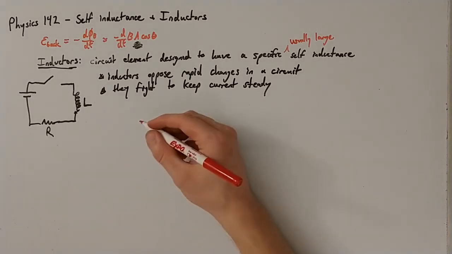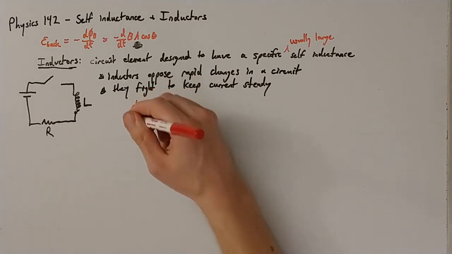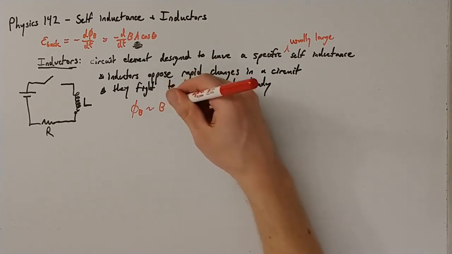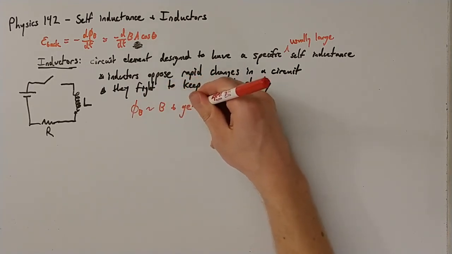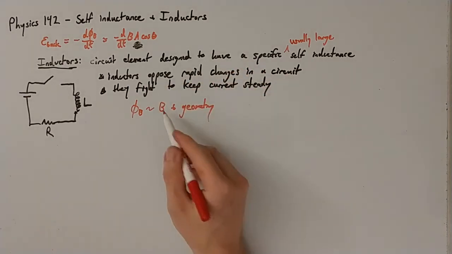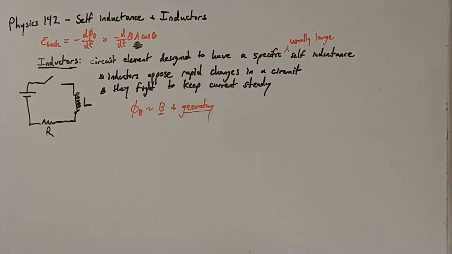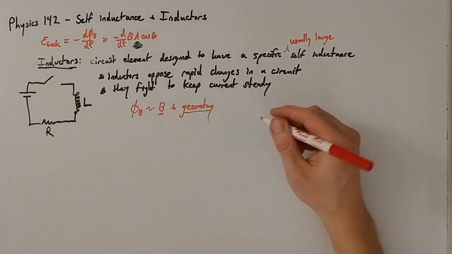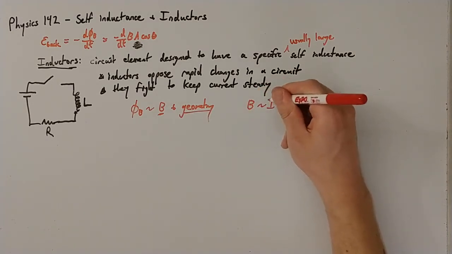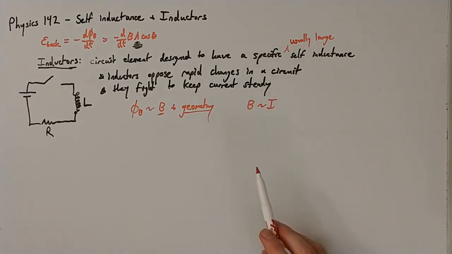So we know it must depend on flux somehow, so let's write that down. Flux depends on basically how much B field you have, and your geometry. It's the integral of B dot dA, so it depends on B and on A, on your geometry. But the amount of B field that you have in a circuit depends on how much current you have. The more B field you have, the more current you have.